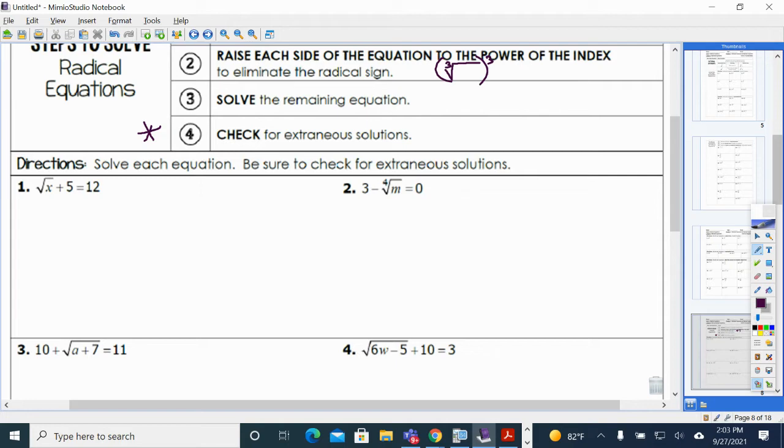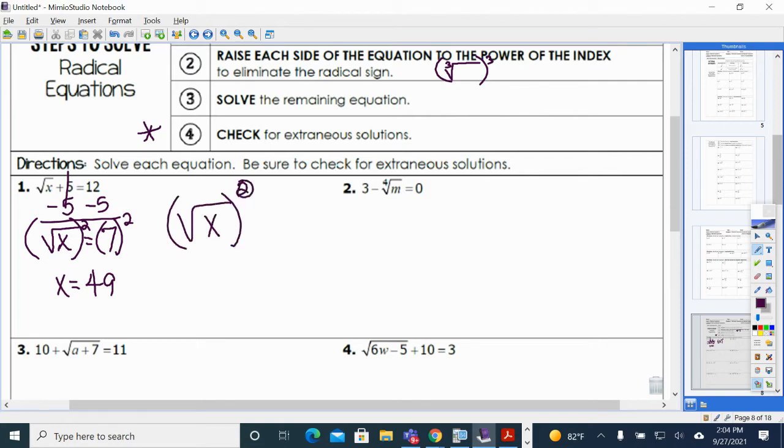So step number 1 says to isolate the radical on one side of the equation, which means that in number 1, I need to get that square root of x by itself. I've got to get rid of that plus 5. So I'm going to subtract the 5 from the left and the right side of the equation. And now it says the square root of x is equal to 7 because 12 minus 5 is 7. The understood index here is a 2. So now we're going to raise both sides to the second power. And we get x equals 49. And again, the reason why it's an x is because the square root and the square cancel each other out, leaving you with just that x.